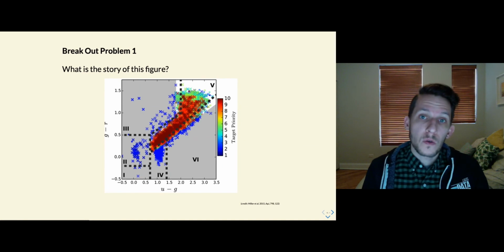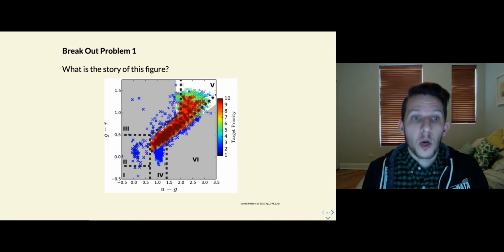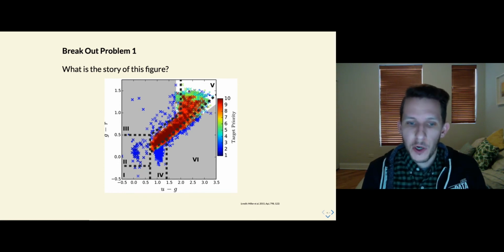So that brings me to the first breakout problem of this lecture. I want you to tell me what is the story of this figure. And I'll wait a second so you can take a look and think about it.